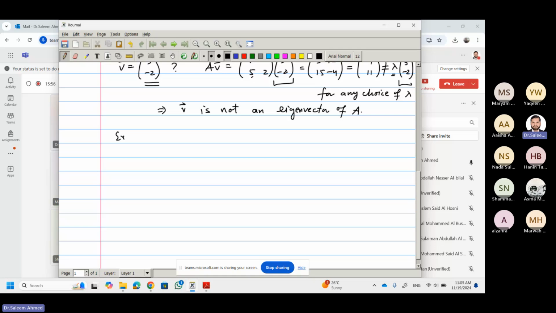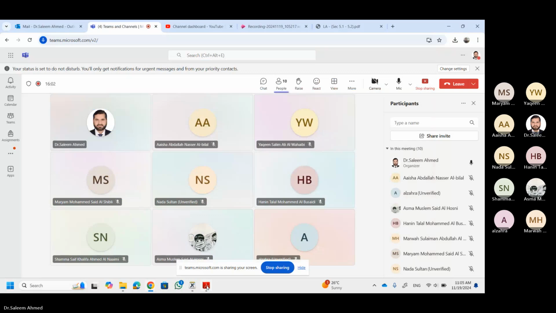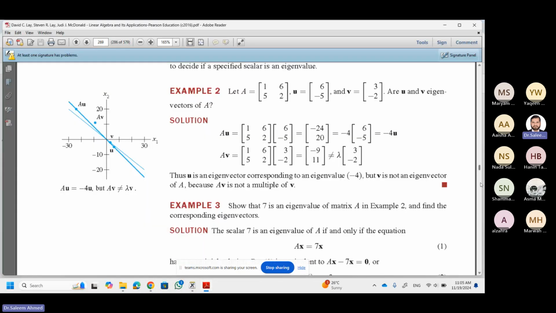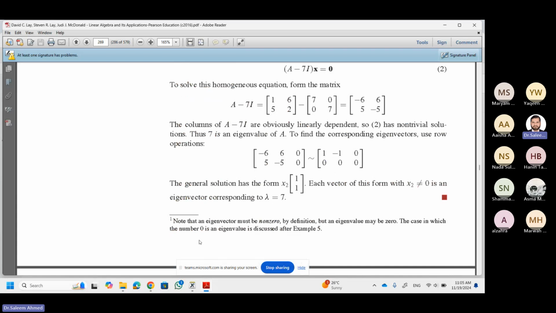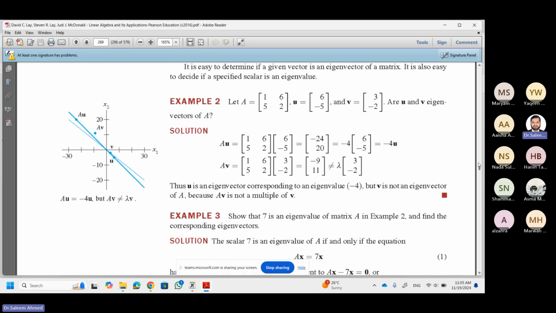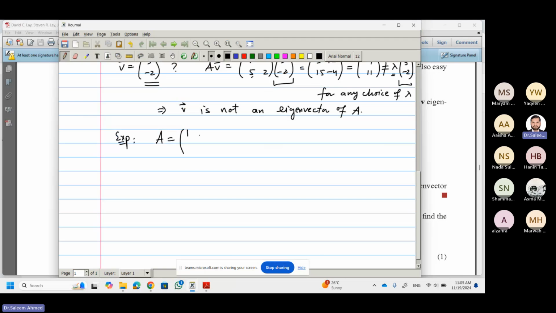Now, if an eigenvalue is given, can you check? If A is given, let's say A is the same thing, 1 6 5 2, and they are asking, check whether lambda equal to 7 is an eigenvalue or not. So the same matrix is given. Now, given lambda, the question is: is lambda 7 an eigenvalue of A or not? So the eigenvector check was easy, but the eigenvalue check is not that easy.